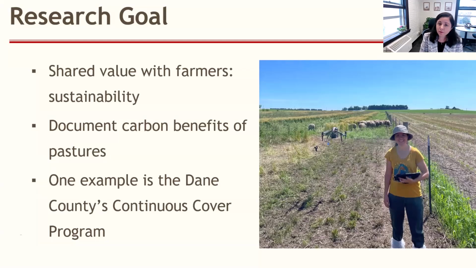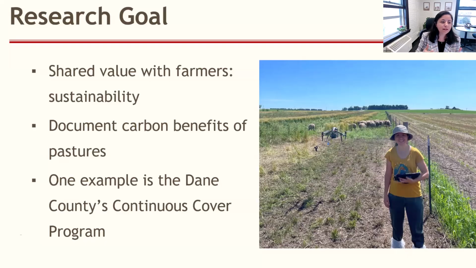So there are different programs. I am located in Madison, Wisconsin, so it is Dane County, one of the large counties in Wisconsin. Dane County has a program called the Continuous Cover Program, and this program provides some incentives. So if you want to convert your cornfield to a pasture, there are some incentives that will be provided. I'm not saying we should convert cornfields to pastures, but sometimes farmers choose to do it.